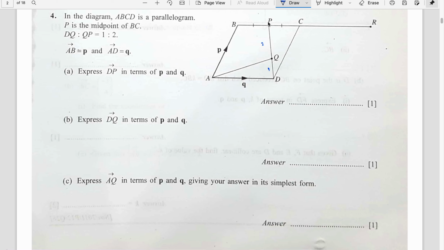So for DP we can say it is DA plus AB plus BP. So DA is minus Q, AB is P, and BP is half of Q. Simplify these, you get P minus 1 by 2 Q.